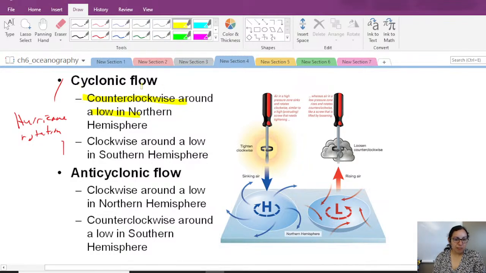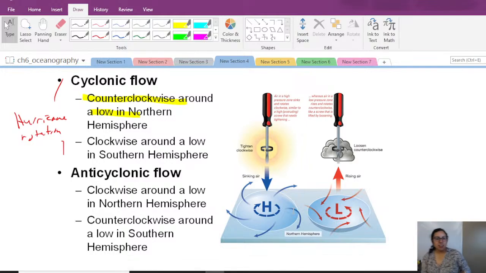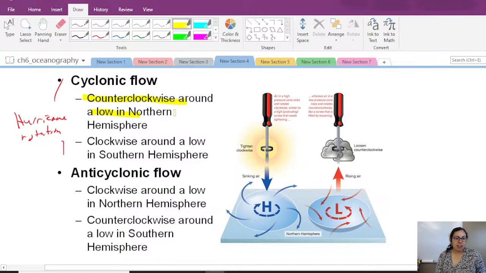So for your cyclonic flow, again, we mentioned counterclockwise around your low, and your area of low pressure is how your hurricane starts. We mentioned at the equator it's caused by evaporation, and then you get storm clouds and that cyclonic movement, since all the air is trying to go to the center. But then your Earth is moving, so it's shifting, and that's what gives it that counterclockwise rotation in our northern hemisphere, and clockwise in our southern.